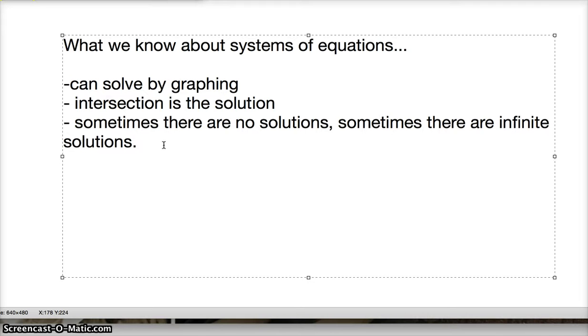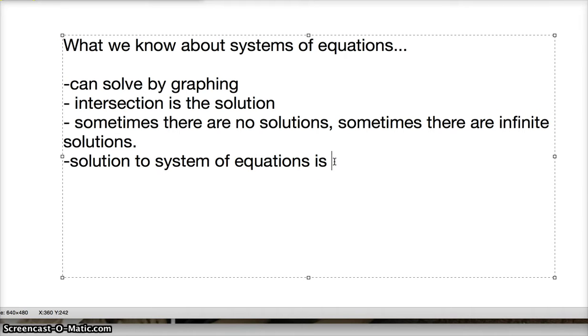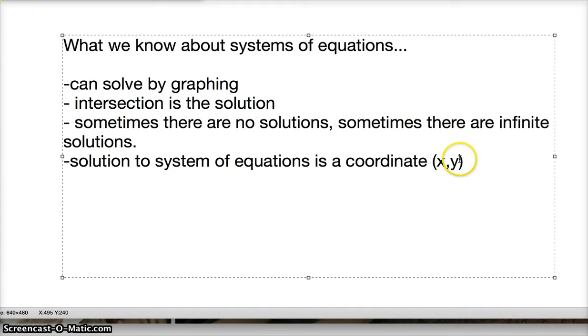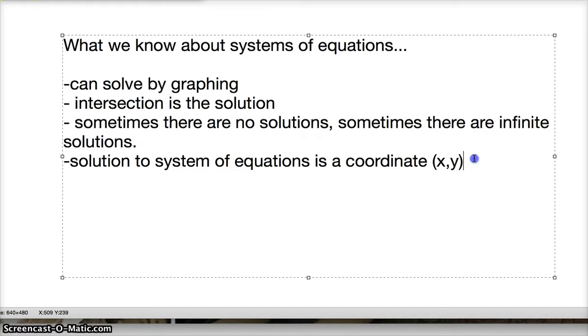The most important thing that I want you to realize is that the solution to a system of equations is a coordinate, which is written as (x, y). So it's a coordinate. It's not just one answer. You will always get 2 numbers, one representing an x and one representing a y, unless of course you have no solutions or infinite solutions. But you'll always get an x and a y. And that's really important to remember before we go into solving systems algebraically.